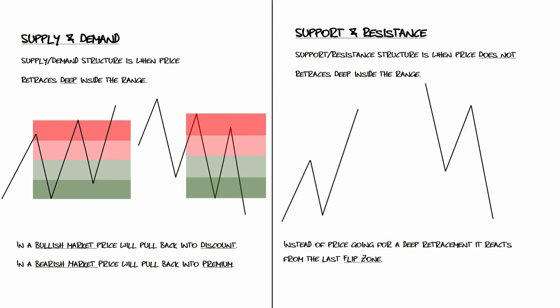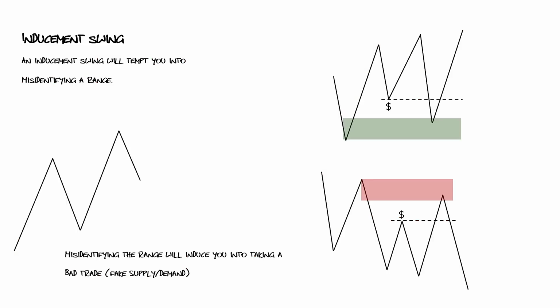Support and resistance structure is when price does not retrace deep inside of the range. Instead of going for a deep retracement, price reacts from the last flip zone. An inducement swing will tempt you into misidentifying a range. Misidentifying a range will induce you into taking a bad trade, aka fake supply or demand.